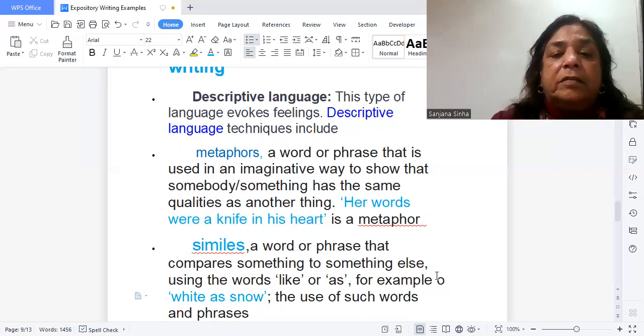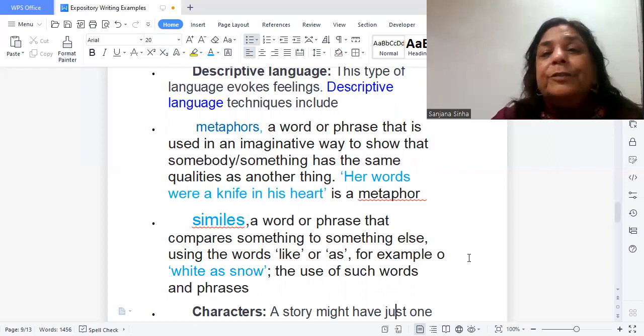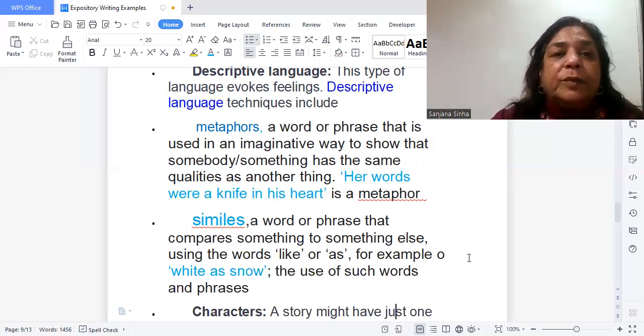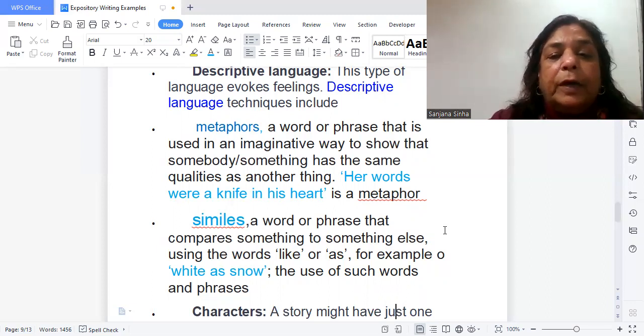Similarly, there are similes. You compare. A simile is a word or phrase that compares something to something else using the words like or as. This is the difference. As white as snow, as dark as night. You have to use as. But in metaphor, you simply say, it was a knife in his heart. But in similes, you have to use like or as.